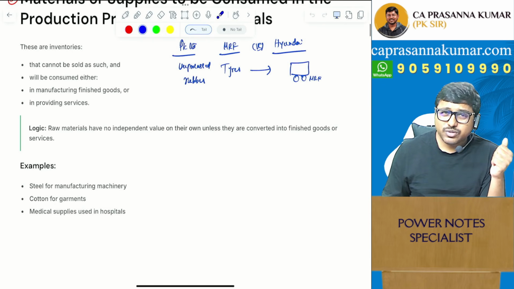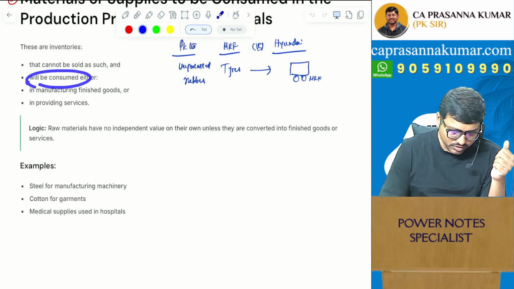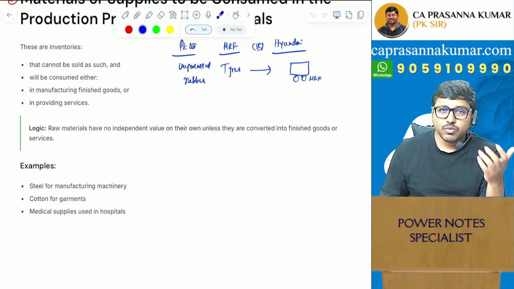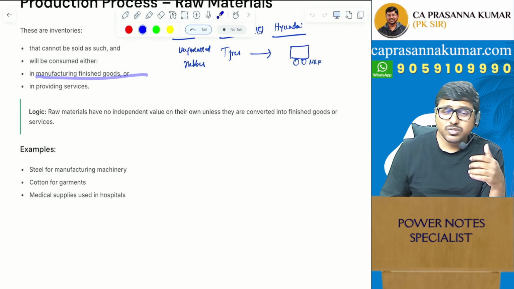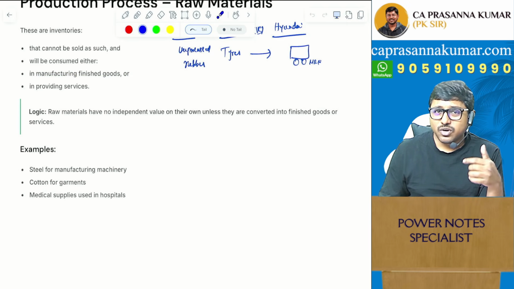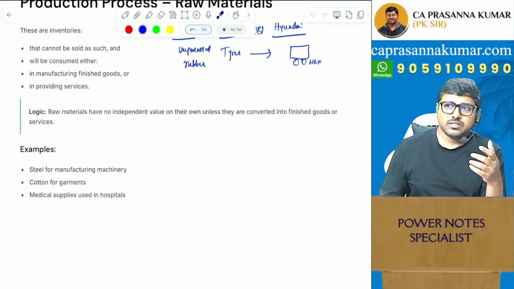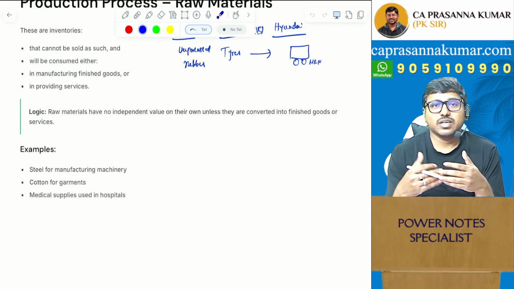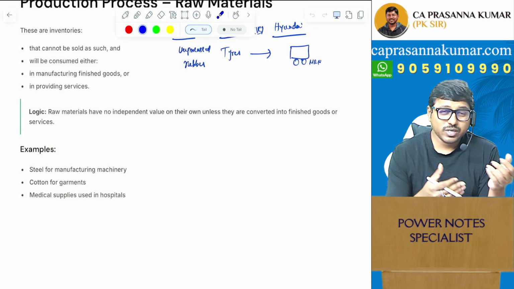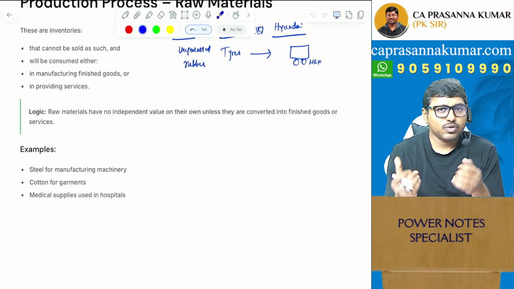Okay, then what are you going to do with the raw material? You'll be consuming them, you'll be using them. For what? In order to convert that into finished goods. Or sometimes you can also consume certain raw materials in order to give services. So there is no rule that you always need to consume your raw materials for the sake of finished goods manufacturing. Sometimes you consume certain kinds of raw materials even to provide service as well.